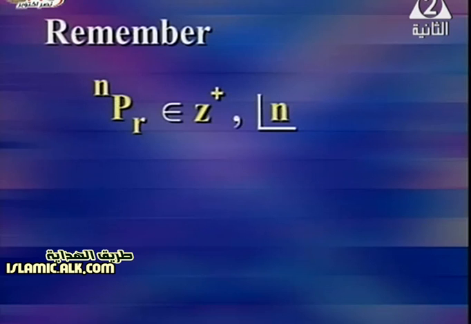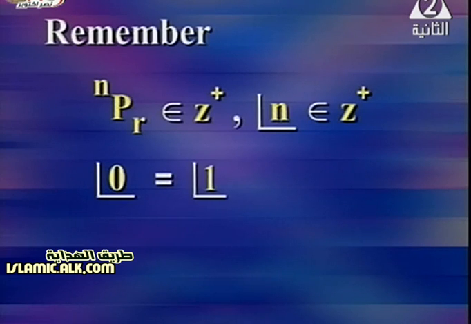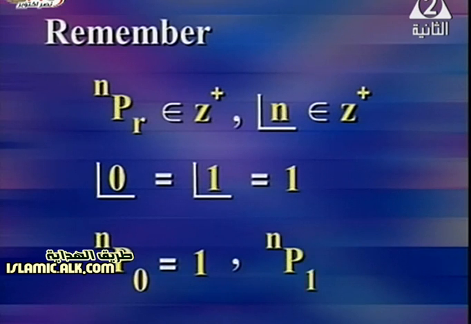Dear student, remember nPr belongs to positive integers, not equal 0. Factorial n belongs to positive integers. Factorial 0 equals 1, factorial 1 equals 1. nP0 also equals 1. nP1 equals n.